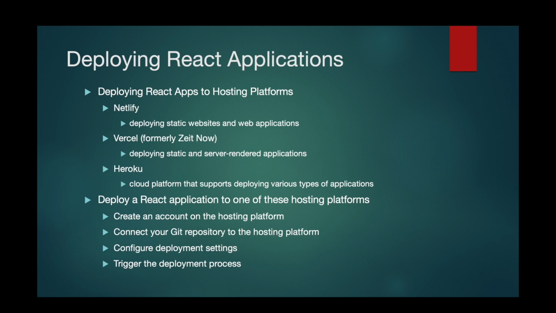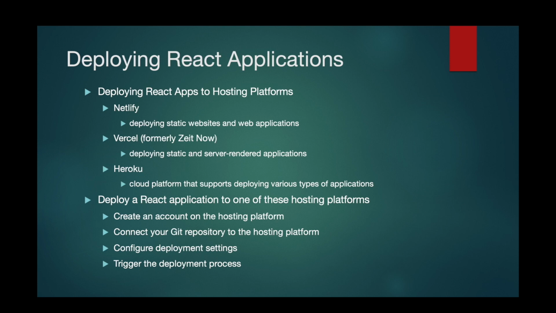To deploy a React application to one of these hosting platforms, you typically need to create an account on the hosting platform, connect your Git repository to the hosting platform, then configure deployment settings, for example, build commands, environment variables, then trigger the deployment process, often done automatically on each Git push.